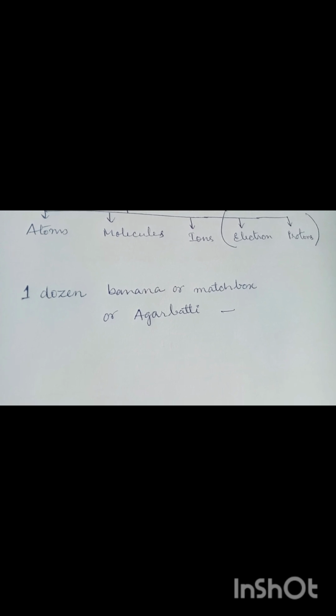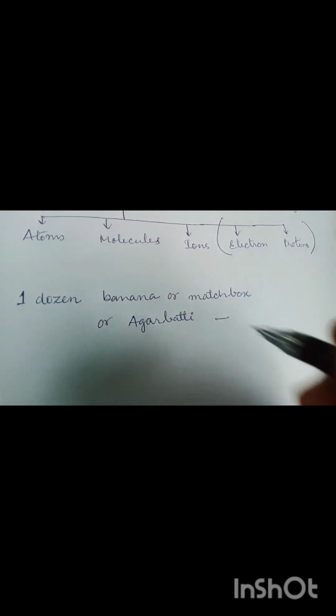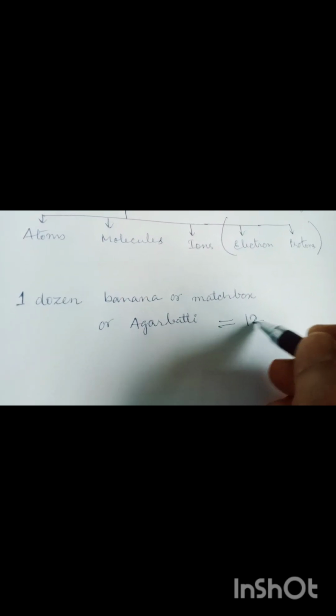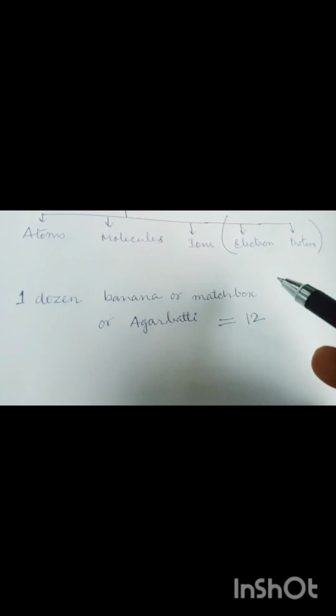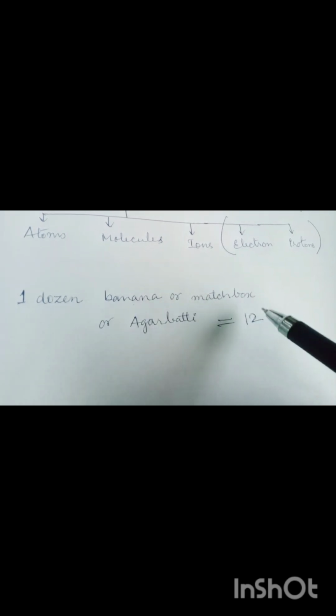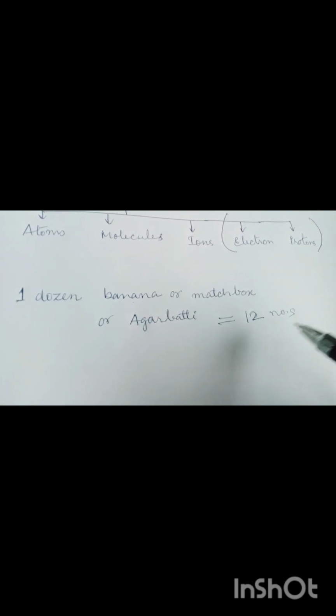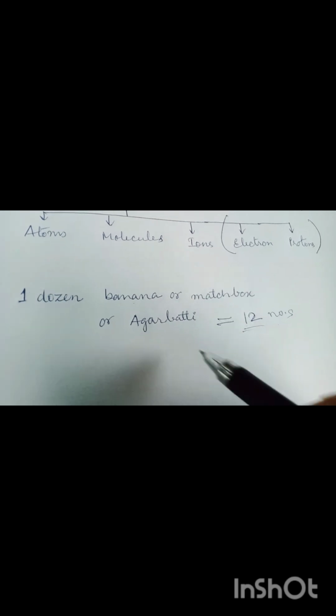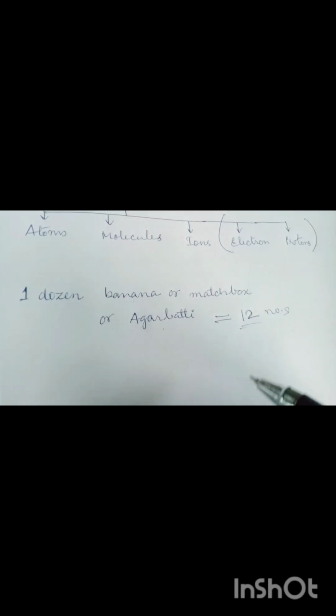object measurements such as 1 dozen banana or 1 dozen matchbox or 1 dozen agarbatti. So we know that 1 dozen is equal to 12 number of objects or 12 number of entities in a package. So 1 dozen banana is equal to 12 bananas. 1 dozen matchbox gives us the idea that there are 12 matchboxes in a package. Similarly, 12 packets of agarbatti is called 1 dozen agarbatti.